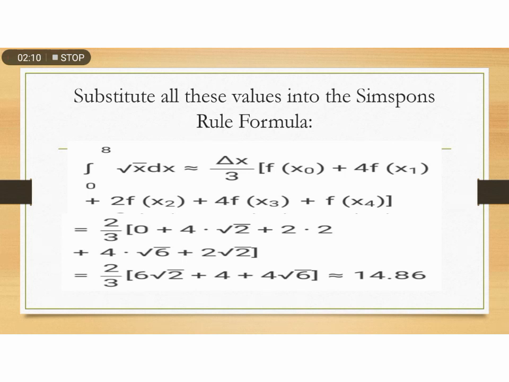So equals 2/3 of 0.4 square root of 2 plus 2.2 plus 4 square root of 6 plus 2 square root of 2. So equals 2/3 times 6 square root of 2 plus 4 square root of 3, which approximately equals 14.86.